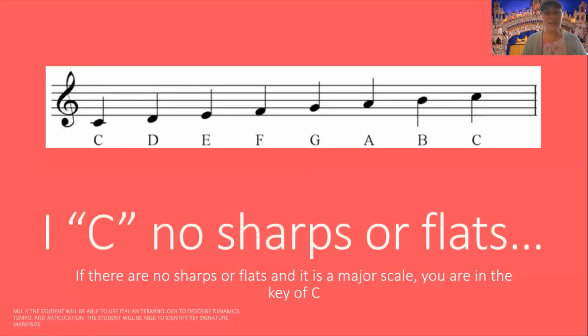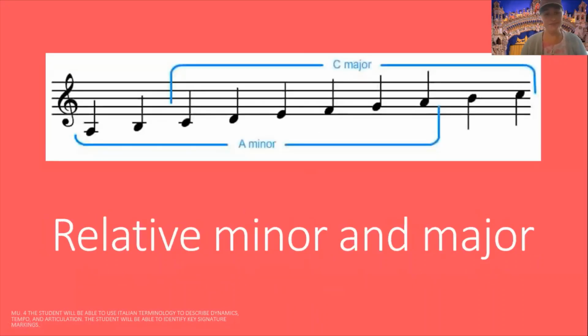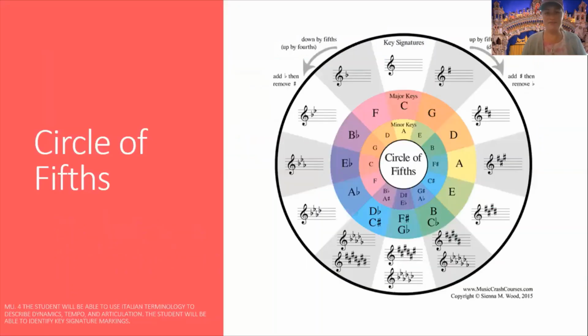Now, I see no sharps or flats. If you're in music and you see nothing, you are in the key of C major. There's no sharps or flats, you are in C major. Now, each key has a relative minor and a major. So C major has no sharps or flats. Neither does A minor. The difference being C major is centered around C, so all the chords are going to be grouped around that C chord, whereas an A minor, it's going to be grouped around the A chord. It just is depending on where that tone center is.